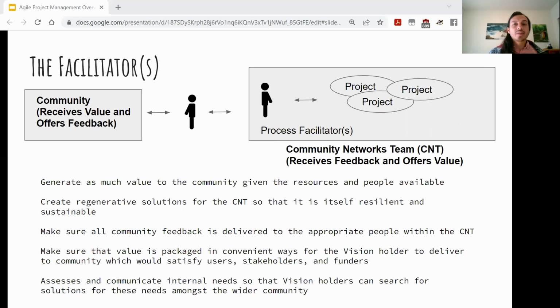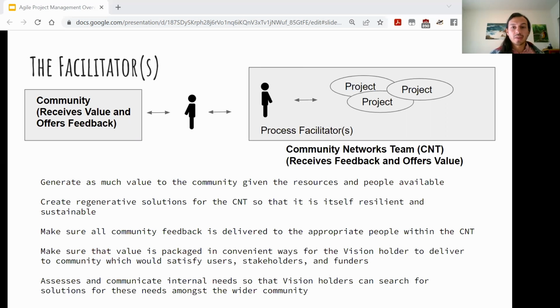Whereas the vision holder tends to face out at the wider community, the process facilitator focuses inward at the Community Networks team. The process facilitator's main responsibility is to generate as much community value given the resources and people at play within the Community Networks team. And this includes creating value for those within the network, within the team itself, so that there's no exploitation, and the system itself is regenerative, resilient, and therefore sustainable.